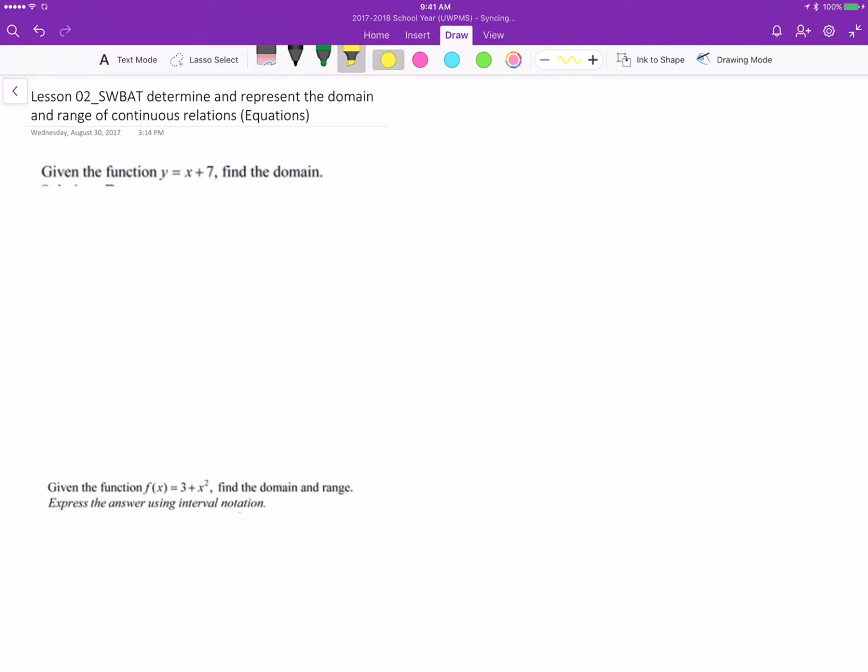Okay, now we're going to look at determining the domain and range of continuous relationships and just looking at equations. Remember, this is an equation, and the only difference between an equation and a function is the following.